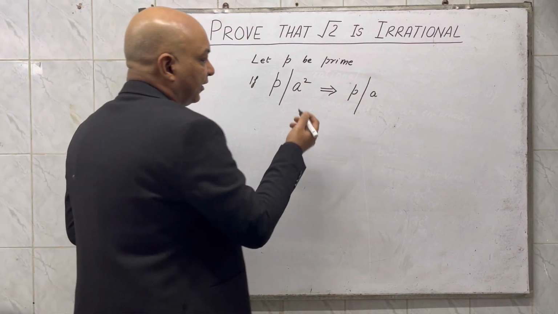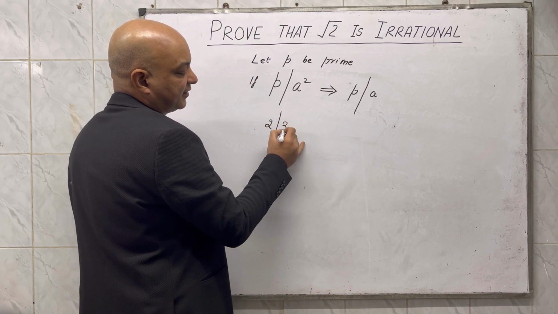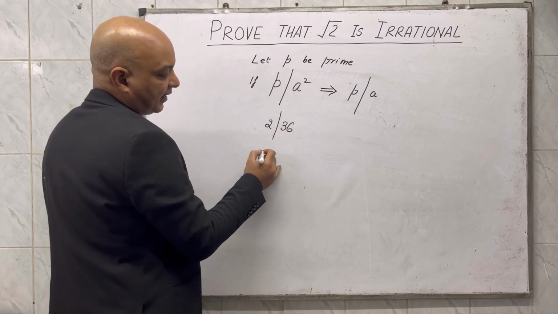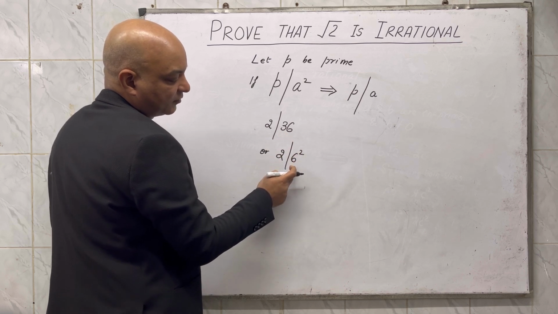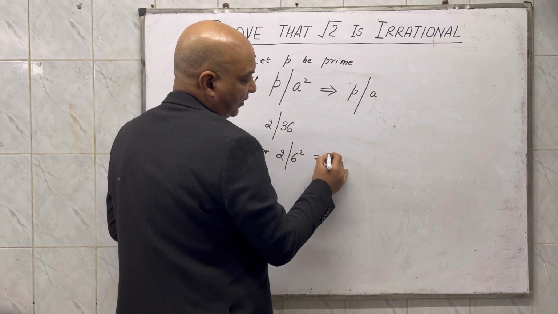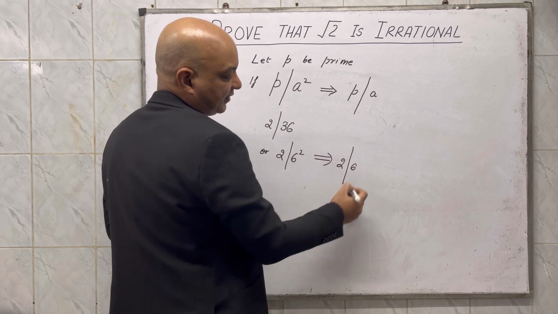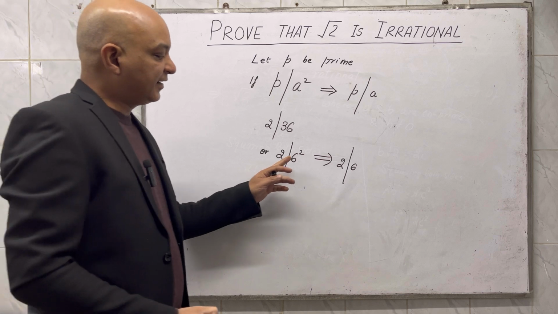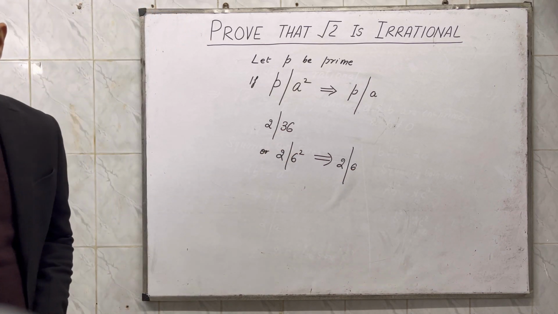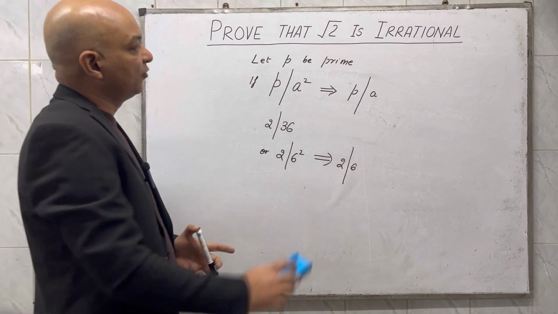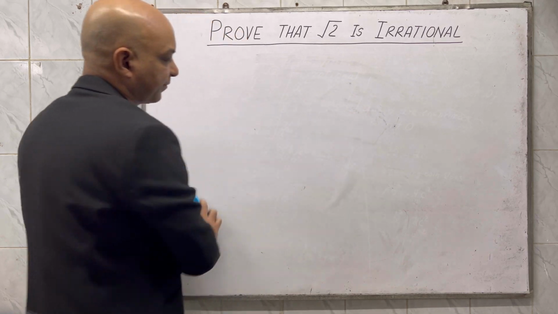For example, if I say that 2 is a prime and 2 divides 36, or I can write, if 2 divides 6 square, then that would imply the same prime number will divide 6 also. So if 2 divides 6 square, that is 36, then 2 will divide 6 also. Right. So we are going to make use of this while proving. Now let us start with the proof.